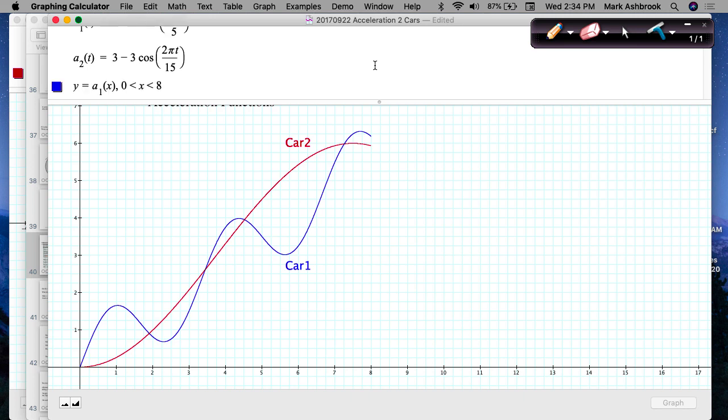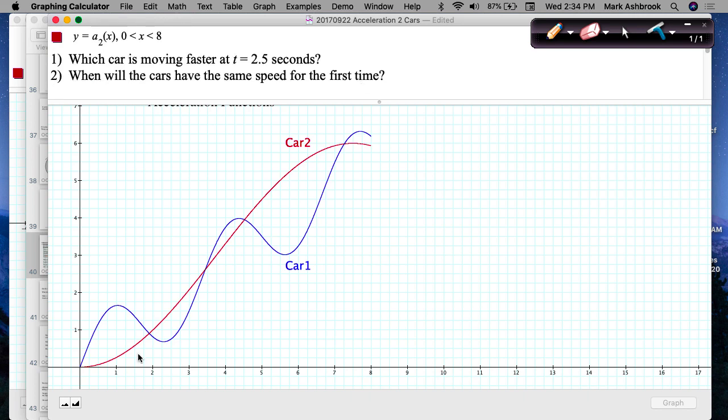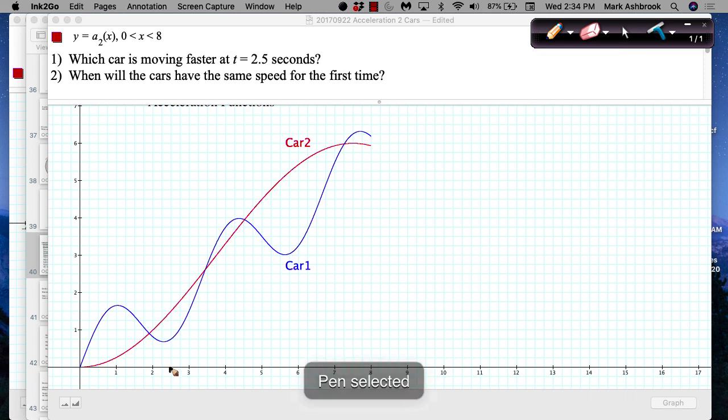And so I want to ask you some questions here. These are the acceleration functions, graphed. Car 1 is blue, car 2 is red. A couple of questions. Which car is moving faster at 2.5 seconds, which is right here?